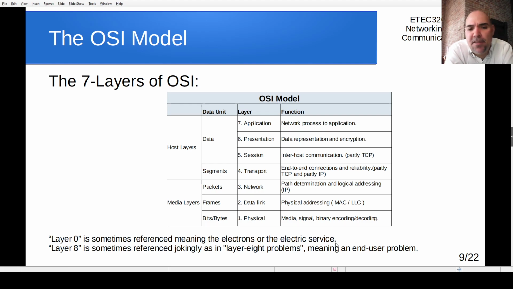And then on the other end of that, above the application layer, you'll hear layer 8 jokingly referenced as an end user problem. So if there's nothing wrong with the application or the network or the communication or anything, everything's working as expected, but there's some user having a problem, we'll say, oh, we figured out the problem with the system was a layer 8 problem. And notice that means really no problem in any of this. It's a problem with the person using it wrong or not understanding what it was that they were using.